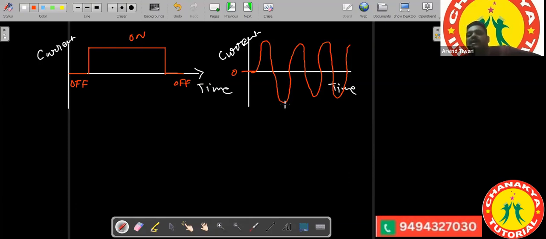Then after that, it again starts increasing to the maximum, again decreases to zero, then increases in the negative direction. So in this way, we see that the direction of AC current keeps on changing with respect to time. But in the DC current, you will have a maximum value of current when it is on, and if you turn it off, there will not be any current.